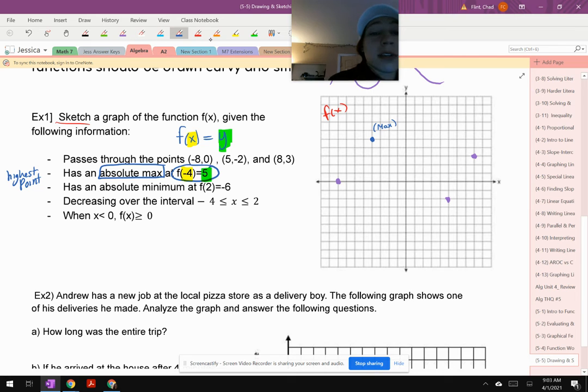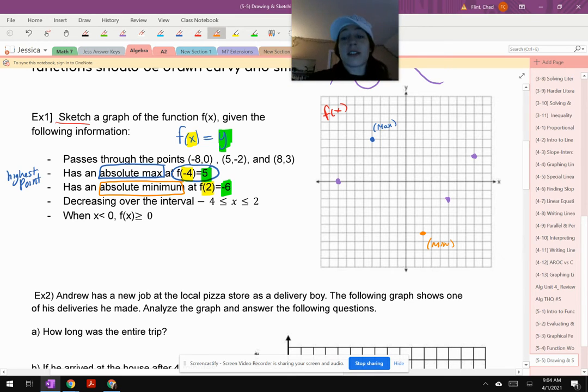And then in the same boat as that is my absolute minimum, which, just like we did before, is at 2, -6. 1, 2, 1, 2, 3, 4, 5, 6. And again, just like I did before, I'm going to mark that as my min, so I know when I'm graphing this or making the function that I don't go lower than that.